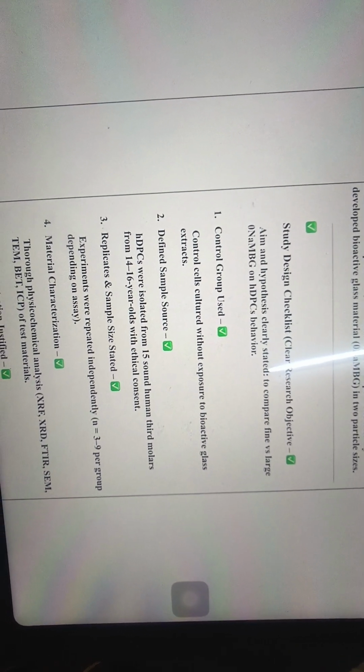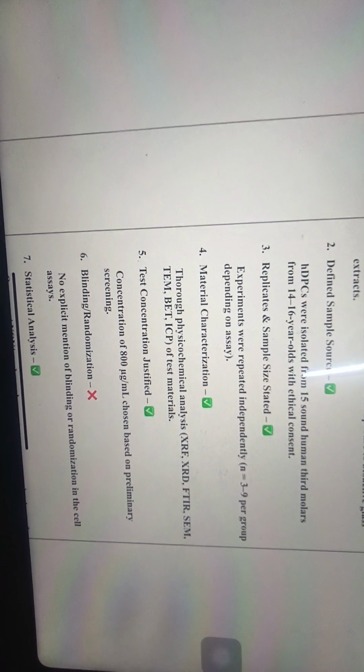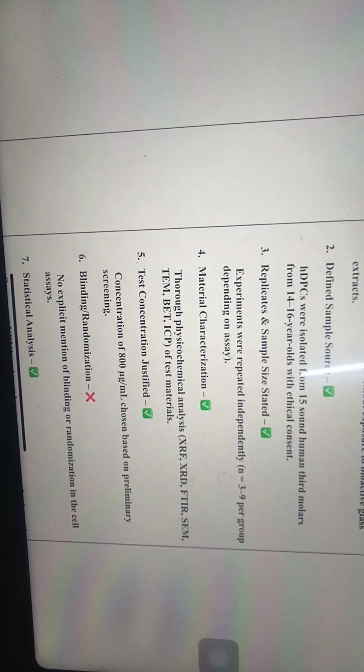Study design checklist: clear objectives. Control group was clearly stated. Defined sample size source was done. Replicates in sample size were stated. Material characterization was thorough. Test concentration of 800 microgram per ml was chosen based on preliminary screening.